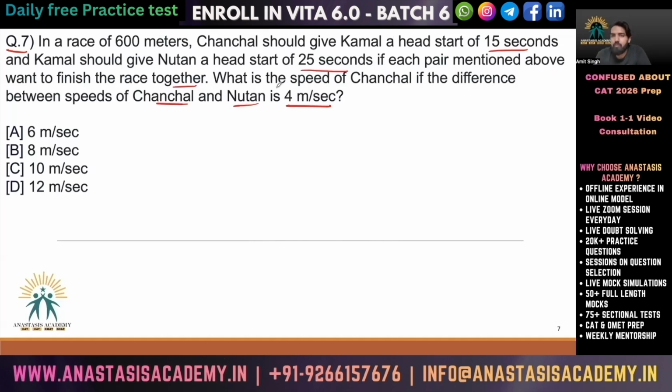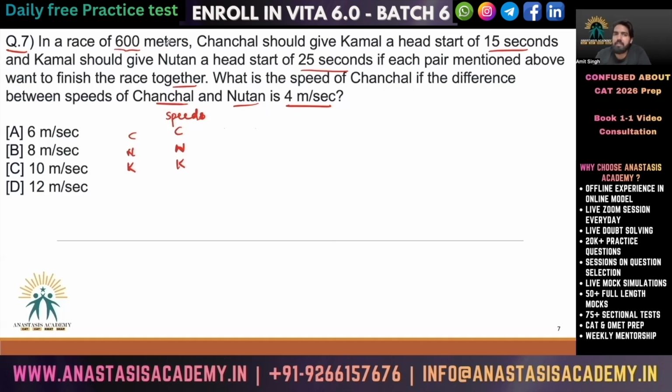Okay, so first of all, let me write the speeds of these three. Speed of Chanchal would be C, for Nutan it is N, and for Kamal it is K. This is speed. And I'm assuming that the track length is equal to L, so track length is 600 meters.